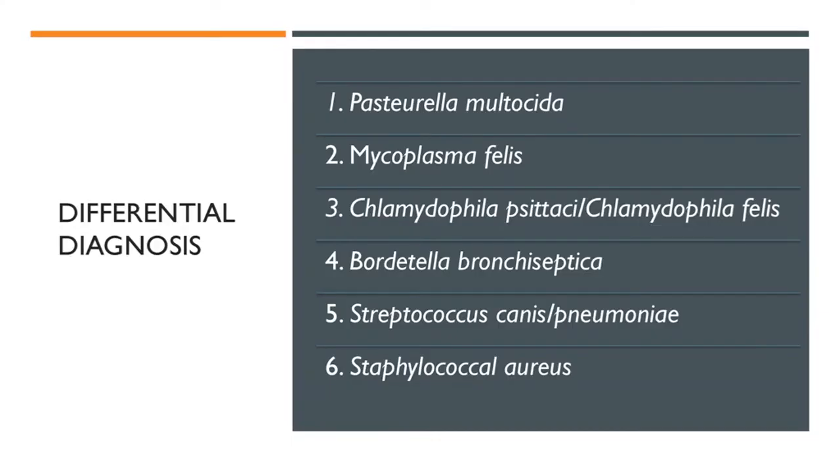A number of pathogenic bacteria and commensals can cause pneumonia in cats, so our differential diagnoses was ruled down to Pasteurella multocida, Mycoplasma felis, Chlamydophila psittaci or Chlamydophila felis, Bordetella bronchiseptica, Streptococcus canis or pneumoniae, and Staphylococcus aureus.